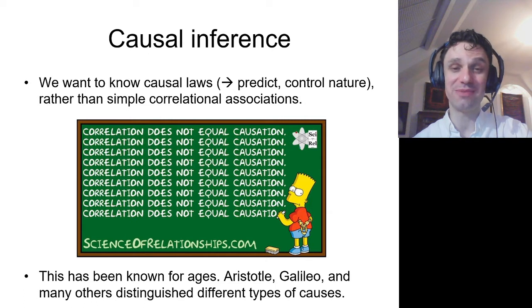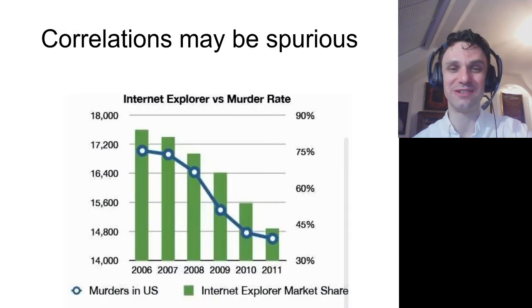One very important principle that, if I were more sadistic, I would ask you to write on the blackboard 100 times, like Bart Simpson is doing here, is that correlation does not equal causation. It is not enough to observe an association between two variables to infer that there is some causal link behind them. Now, this has been known for ages. Aristotle, Galileo, and many others distinguished different types of causes and observed that when two things coincide, it does not necessarily mean that they are connected.